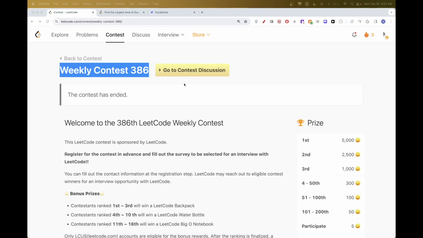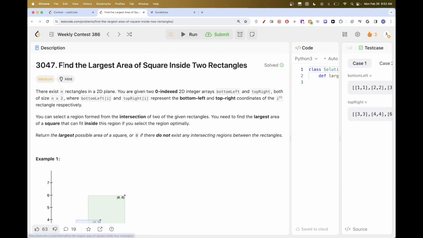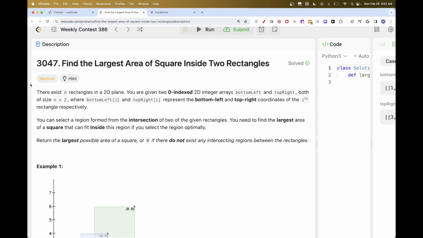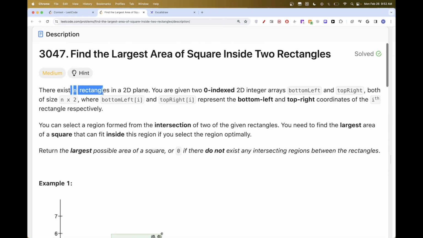Hello, so today we are going to do problems from weekly contest 386, this week's weekly contest. And the second problem is find the largest area of square inside two rectangles. So what's happening here is that we have n rectangles that we get in the input.